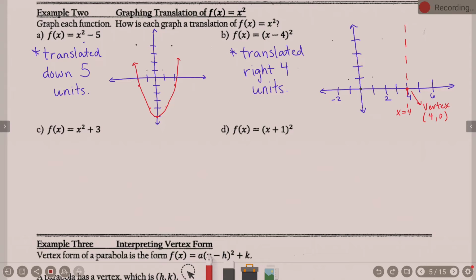So, from this vertex, I'm going to go over 1 up 1, over 1 up 1. So I went over 1 up 1 both directions. And go back to my vertex, and I'm going to go over 2 up 4. So that is right 2 up 4, and then I'm also going to go back to my vertex and go left 2 up 4. That happens to land on a previous dot, and that's fine.